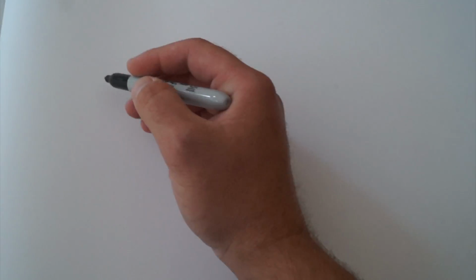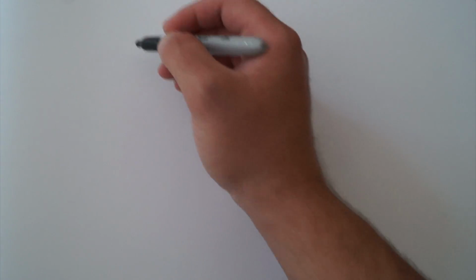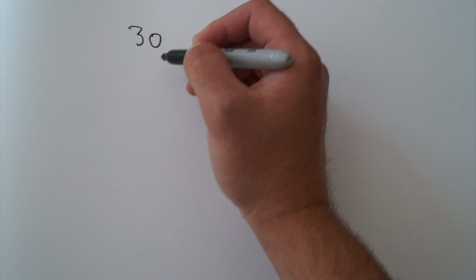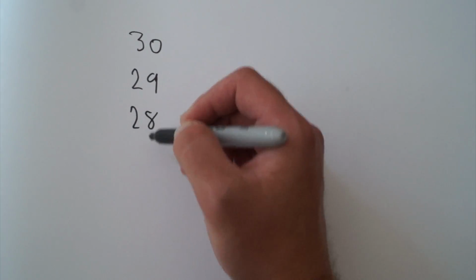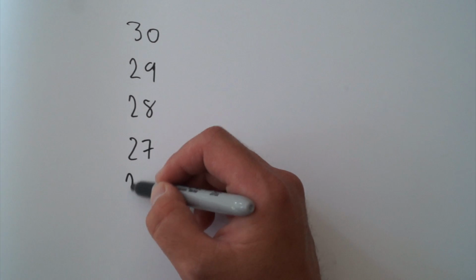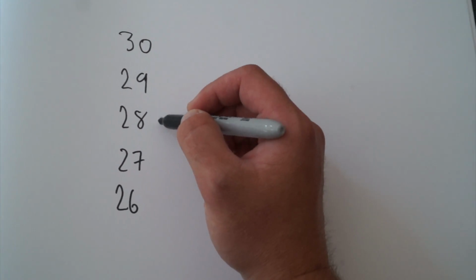If you imagine we're traveling down a road and the speed limit is 30 miles an hour, but we're actually traveling at 28, okay?